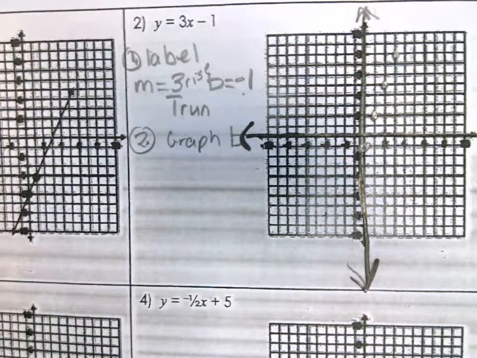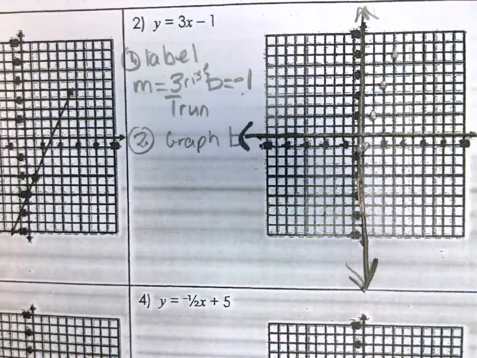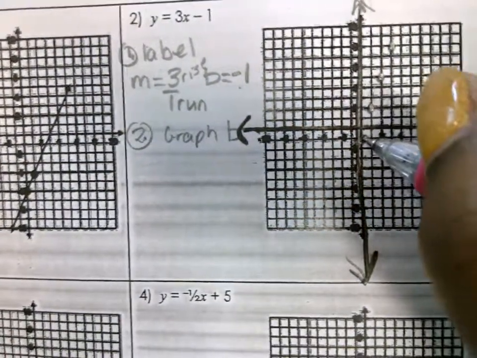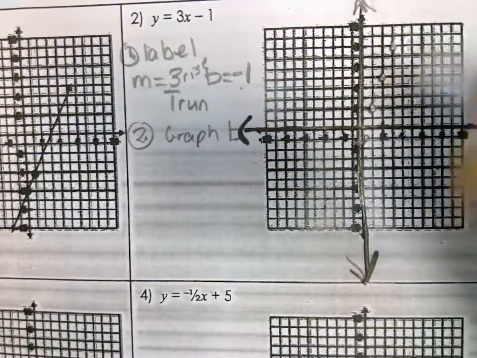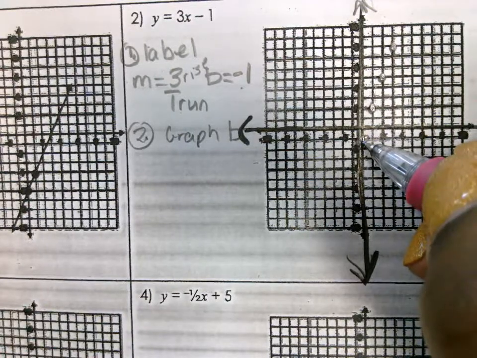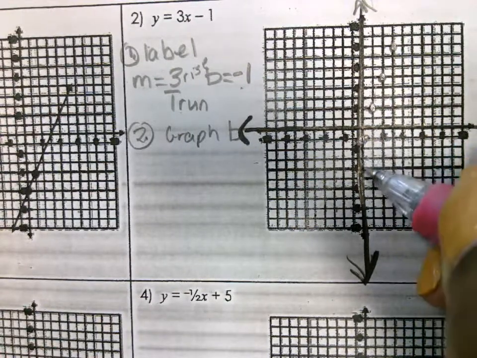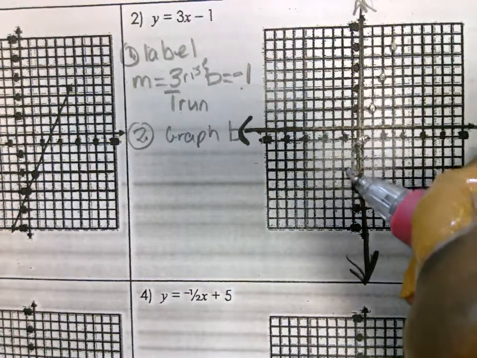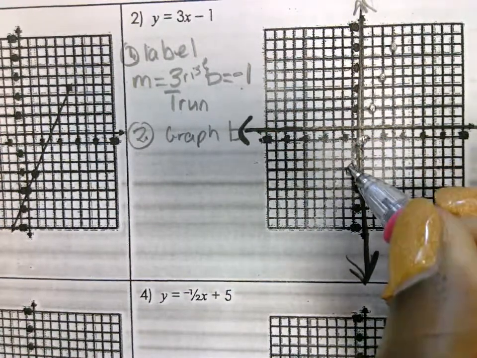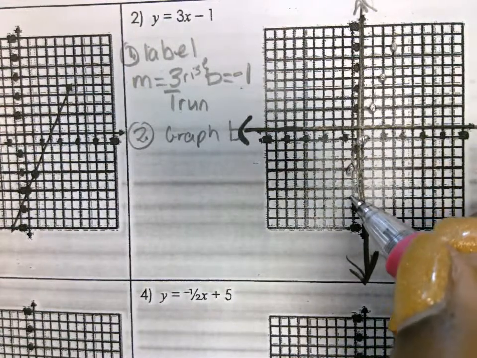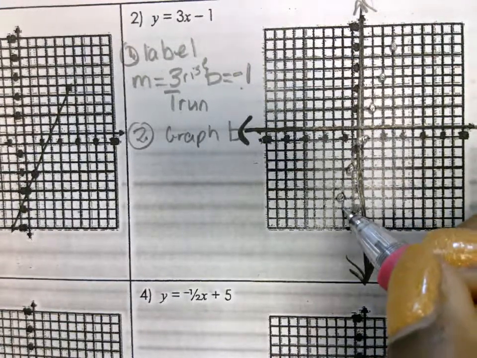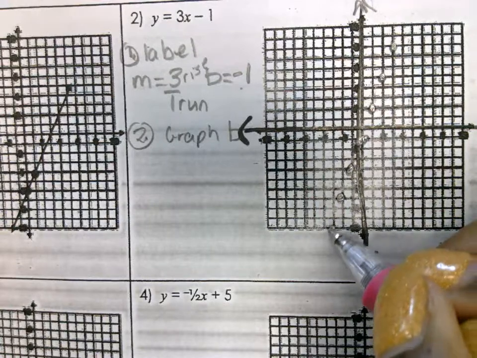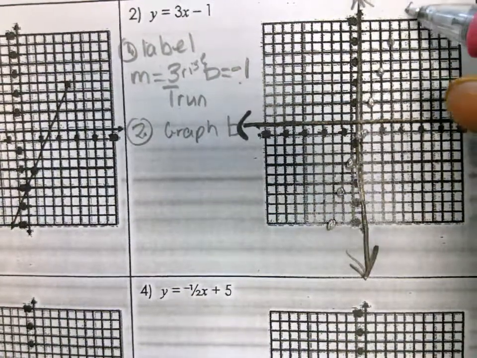I ran out of space. How, Ms. Reyes, do you put points in the opposite direction? Then you do it backwards. Instead of rising, going up 3, go down 3. Instead of running, going to the right one, go to the left one. Do it backwards. Down from here, 1, 2, 3, to the left 1. Down, 1, 2, 3, to the left 1. Down, 1, 2, 3, to the left 1. Now you connect your points.